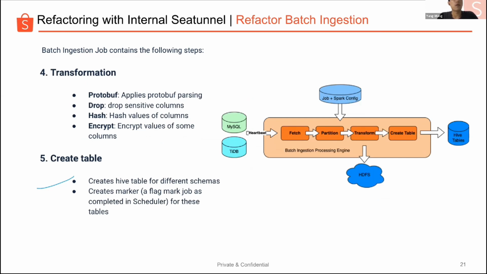Then we support some types of transformation. It needs another round of ingestion from HDFS and write data back to HDFS. Finally, there will be a certain step for creating Hive table and corresponding marker. Marker is a flag in scheduler for letting downstream know it's completed.